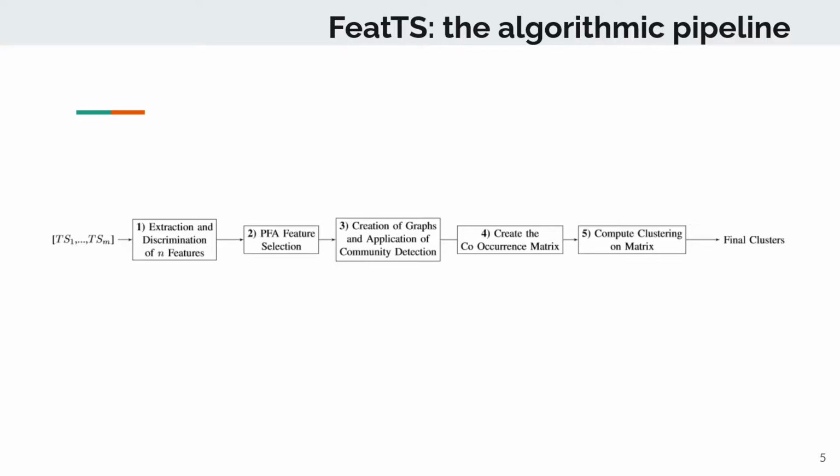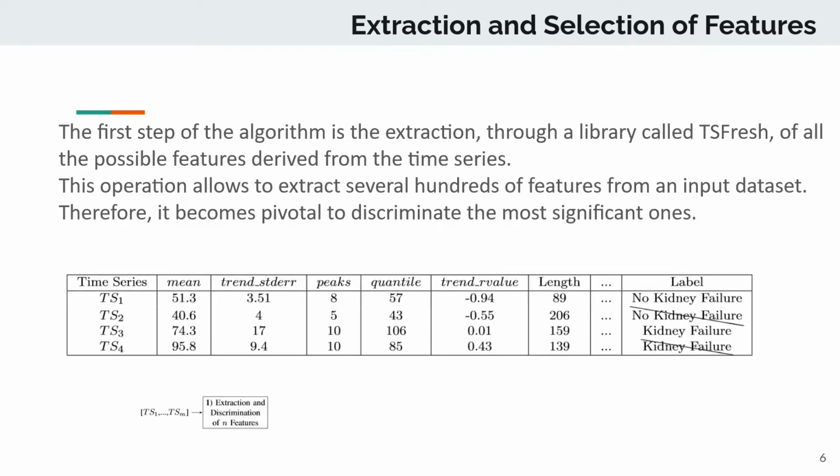In this figure we can see the 5 main steps of our algorithm. The first step is the extraction of the features. Using a library called tsFresh, we can extract numerous features. In fact, as indicated in the figure, we can extract plenty of completely different features. Among all the features extracted, only some of them are really useful in order to obtain good performance. Therefore, we need a method that permits to discriminate which features have the best correlation with the dataset.